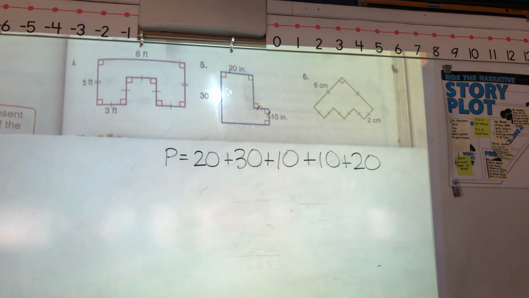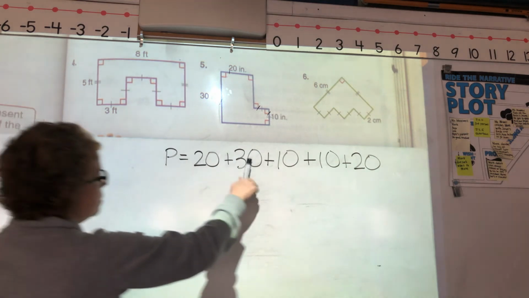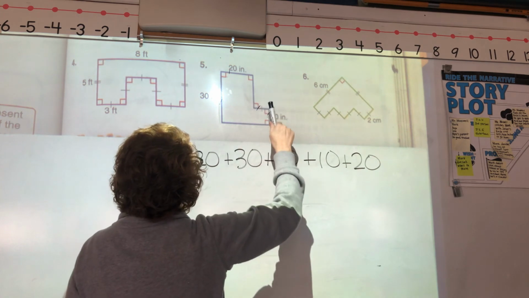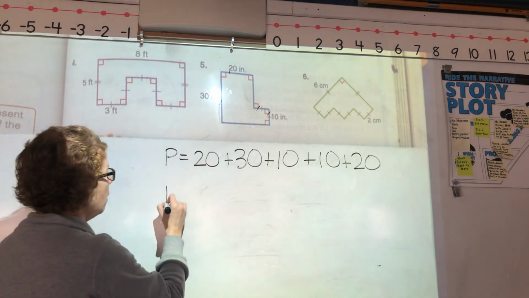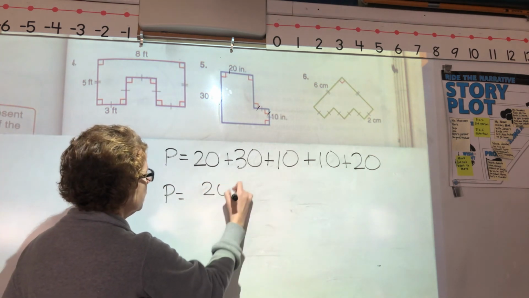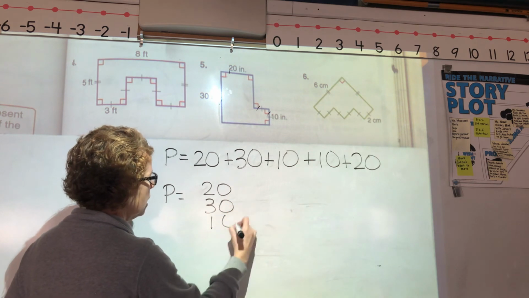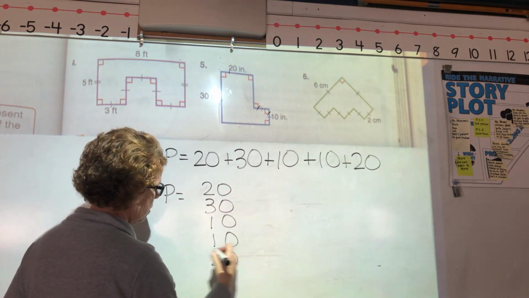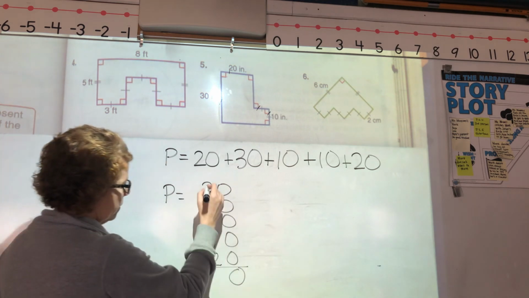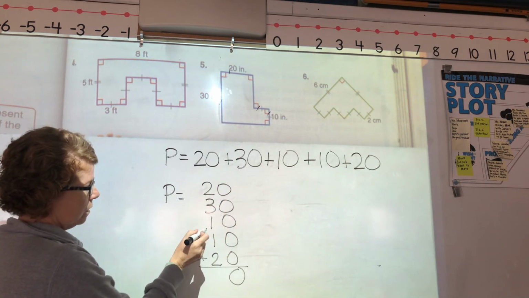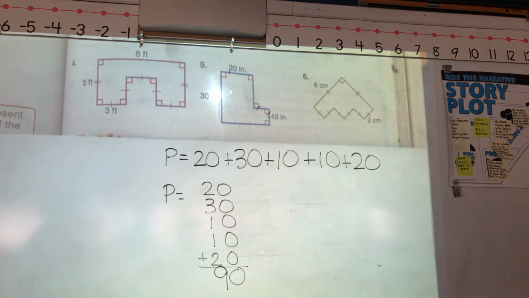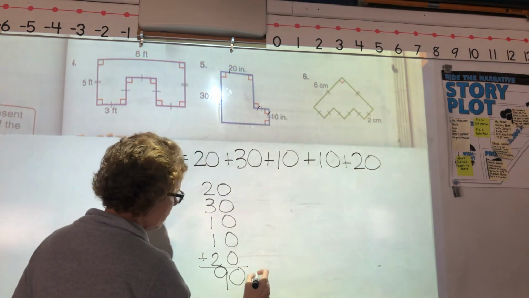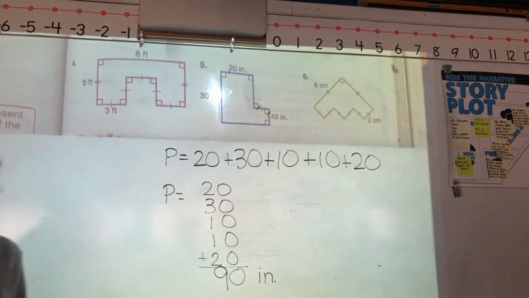So on this one I have 20 plus 30 plus 10 plus 10 plus 20. 1, 2, 3, 4, 5. 1, 2, 3, 4, 5. Got all my sides covered. Now I know I'm good to go. So now I've got to add these up. 20 plus 30 plus 10 plus 10 plus 20. 2 plus 3 is 5. 5 plus 1 is 6. 6 plus 1 is 7. 7 plus 2 is 9. And I can't forget my label, inches. So P equals 90 inches.